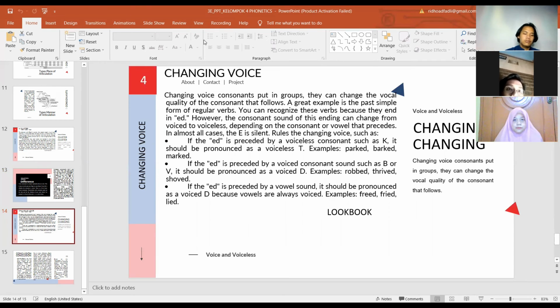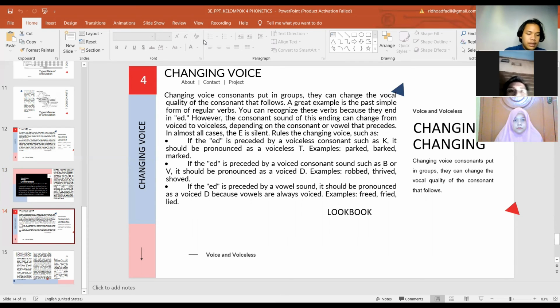If the ED is preceded by a vowel sound, it should be pronounced as a voiced D because vowels are always voiced. Example: fry, fried, light. Exception: if the ED is preceded by T, it should be pronounced as a voiced ID sound. In this case, the E is pronounced. Example: dotted, roaded, plotted. This pattern can also be found with plural forms.